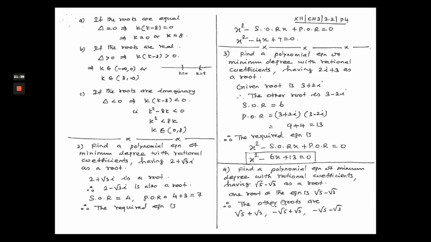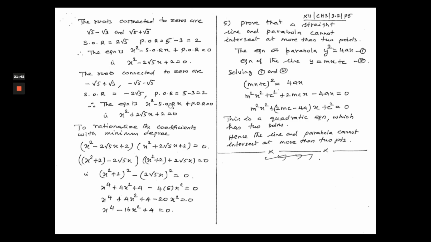Root 5 minus root 3, root 5 plus root 3. The roots connected to 0 are root 5 minus root 3, root 5 plus root 3. Sum of the roots is 2 root 5. Product of the roots is 5 minus 3, which is equal to 2. So the equation is x squared minus sum of the roots into x plus product of the roots 2 is equal to 0.